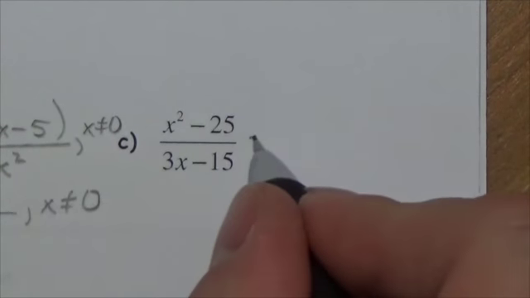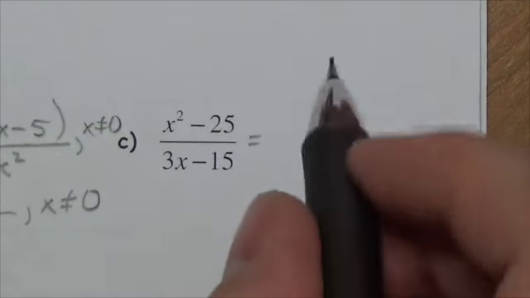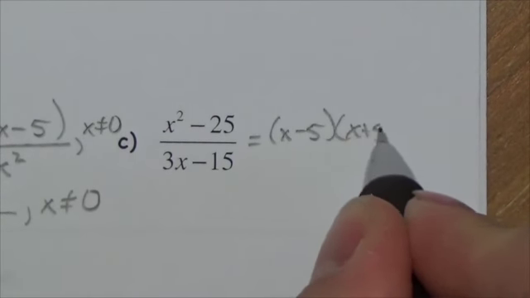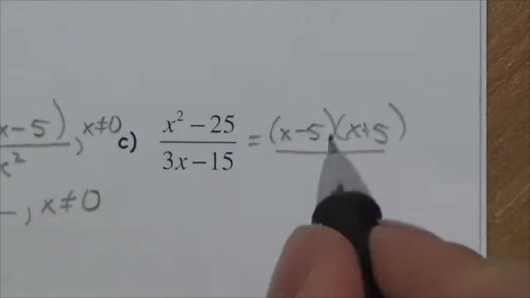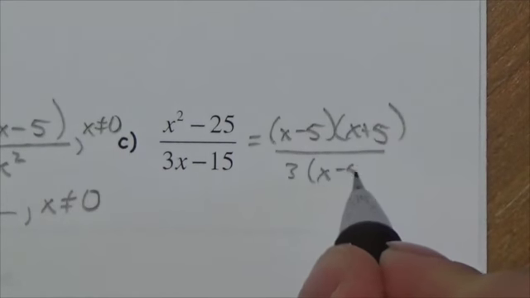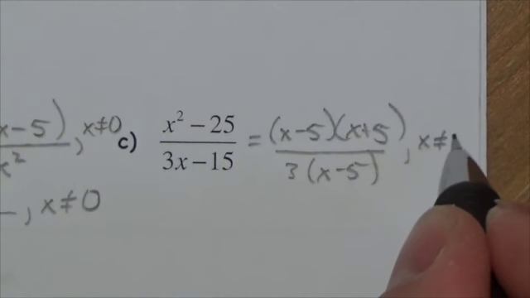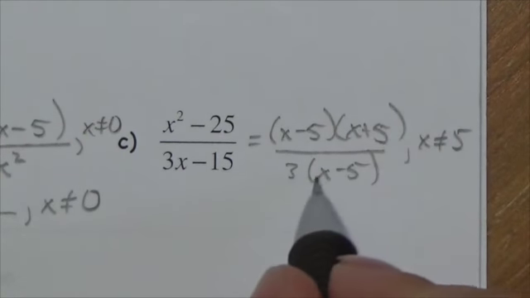Okay, this one right here, this one's finally going to have a little bit more factoring involved. Okay, good. So the numerator is going to be a difference of squares, x minus 5, x plus 5. The denominator's got a common 3 to it. Take that out and I get x minus 5. So my non-permissible will be here that x can't equal 5, because that'll cause this to go to 0.